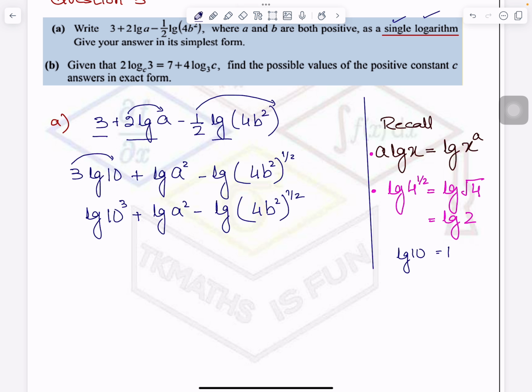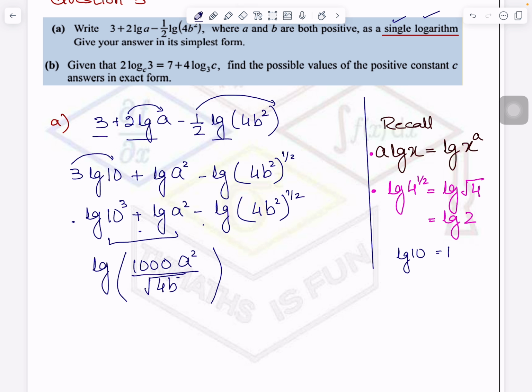right? So because there is a plus sign, and this is also a plus sign here, these 2 terms will multiply. So it will become 1000 a squared, because 10 to the power 3 is 1000. And because there is a minus sign, this will go in the denominator. Just a minute, let me write it neatly. This is the bracket here. It will be root 4b squared. Okay.